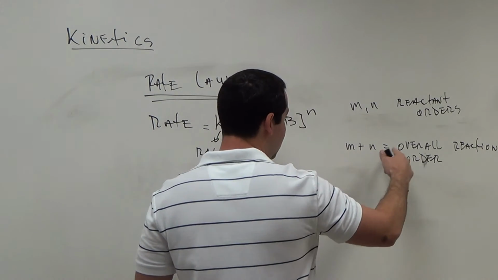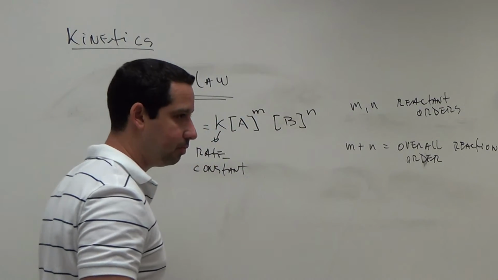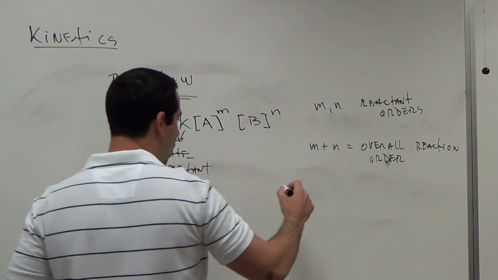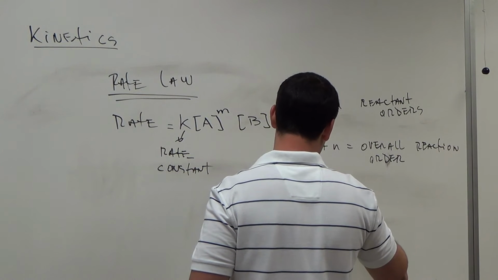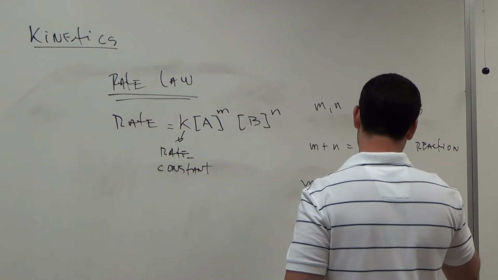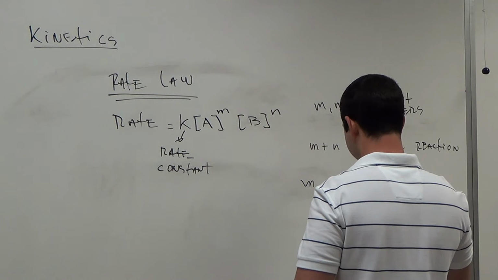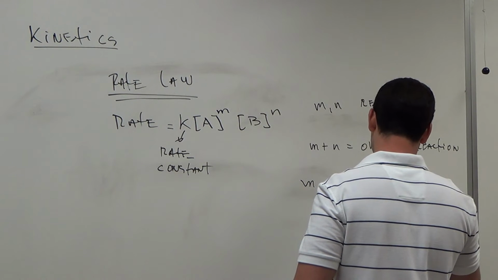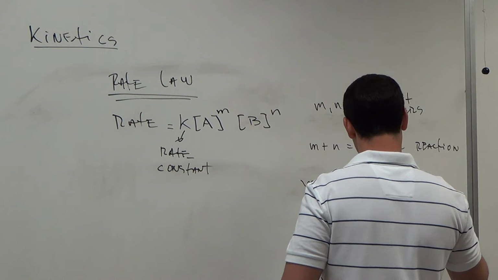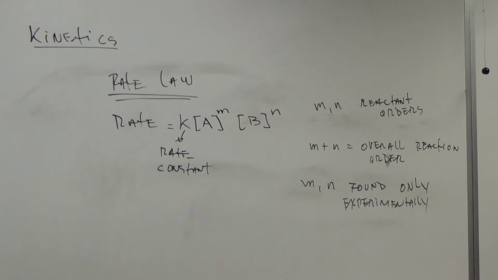So, M plus N is called overall reaction order, yes? Now, M and N are only found experimentally. So, can you figure them out by looking at the reaction? No. What do you have to do? You have to go to the laboratory and do an experiment and find out what they are. You are going to do that in the lab here. If you're taking the lab with me, that's what we're going to do, I think, today, yes?